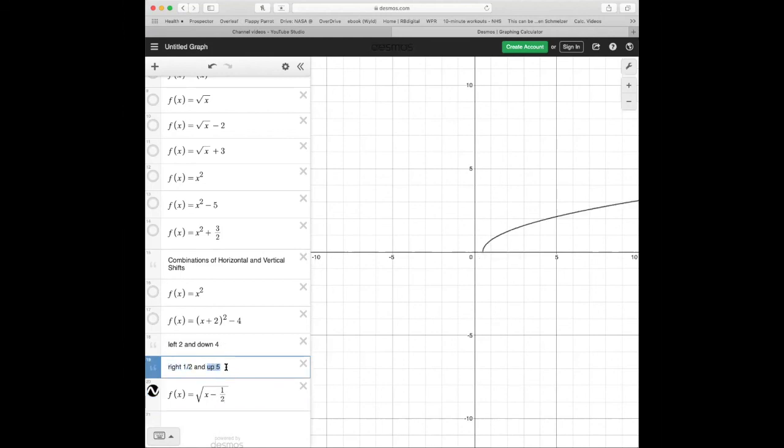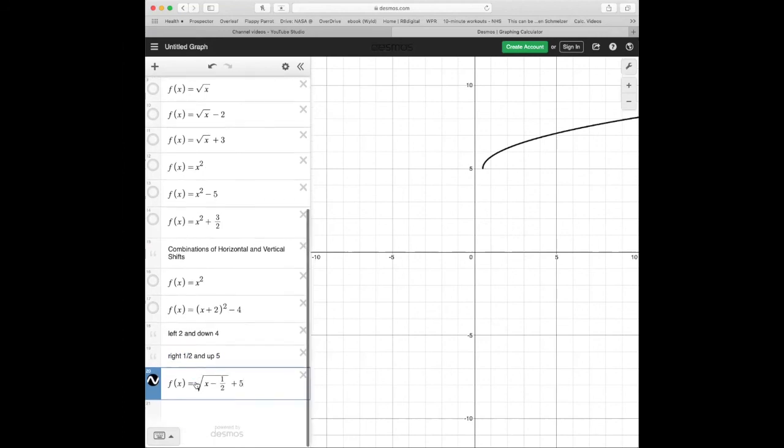Now how do we do up 5? To do up 5, we add 5 outside of our function. So the square root of x minus 1/2 plus 5 shifted our basic shape right 1/2 and up 1, 2, 3, 4, 5. Okay. All right.